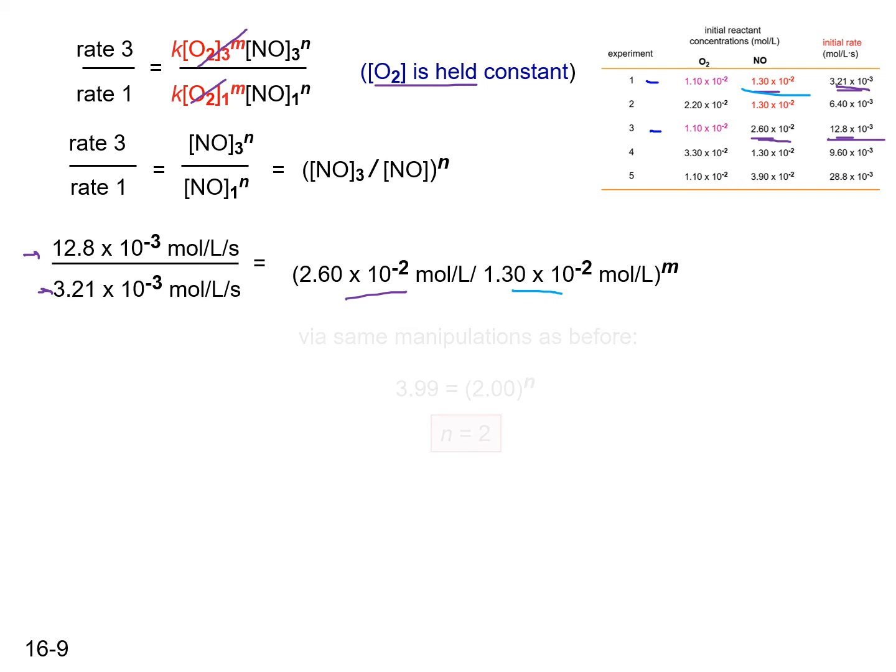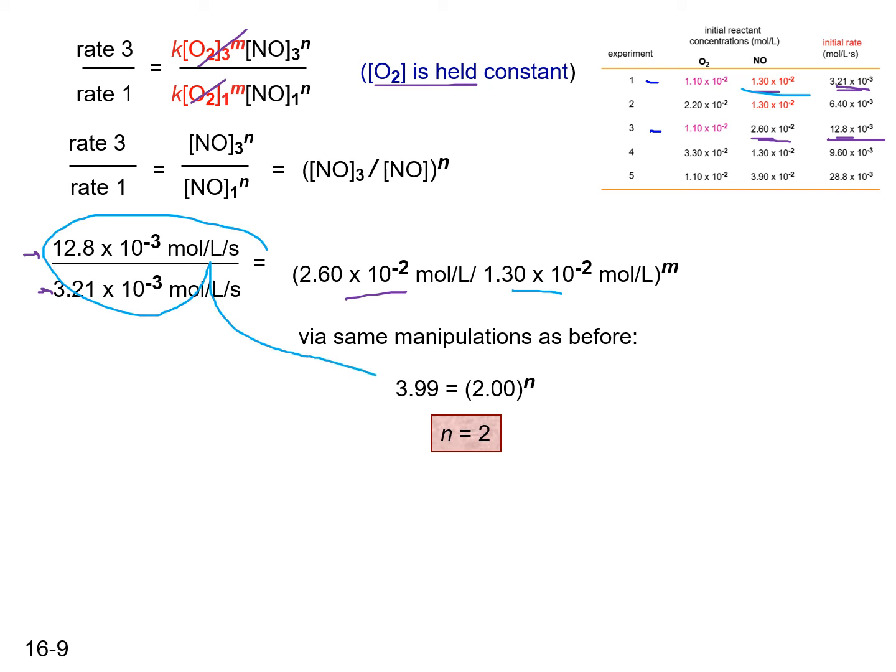Now when we simplify this one down, we get this side here reducing down to 4, and we get this side here reducing down to 2. So you could say that this is 4, and then you could rewrite that as a base of 2, so it would be 2 to the 2 equals 2 to the n. So your exponents are going to be 2, and n equals 2 there.